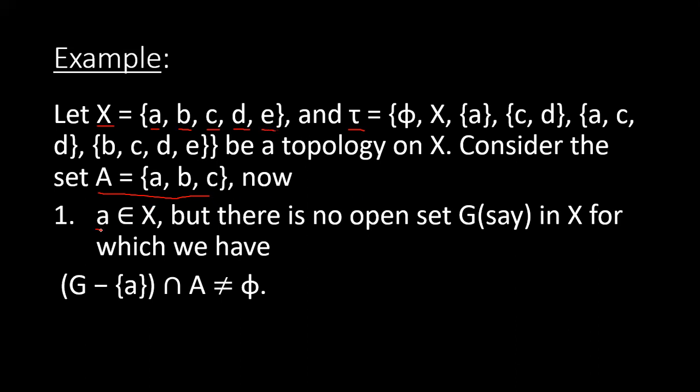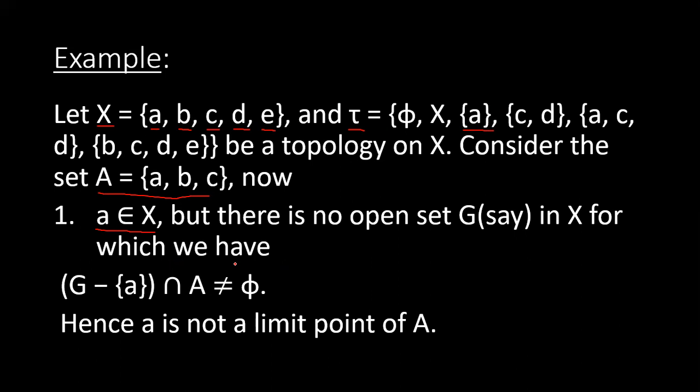So here a belongs to X, but the open sets which contain a are X, {a}, {a, c, d}. If we check every open set and take the difference with a, it should not be empty. But here, if we take the difference of the open set {a} with a, it would be empty and its intersection with A would also be empty. So a is not an accumulation point of A, or we can say that a is not a limit point of A.